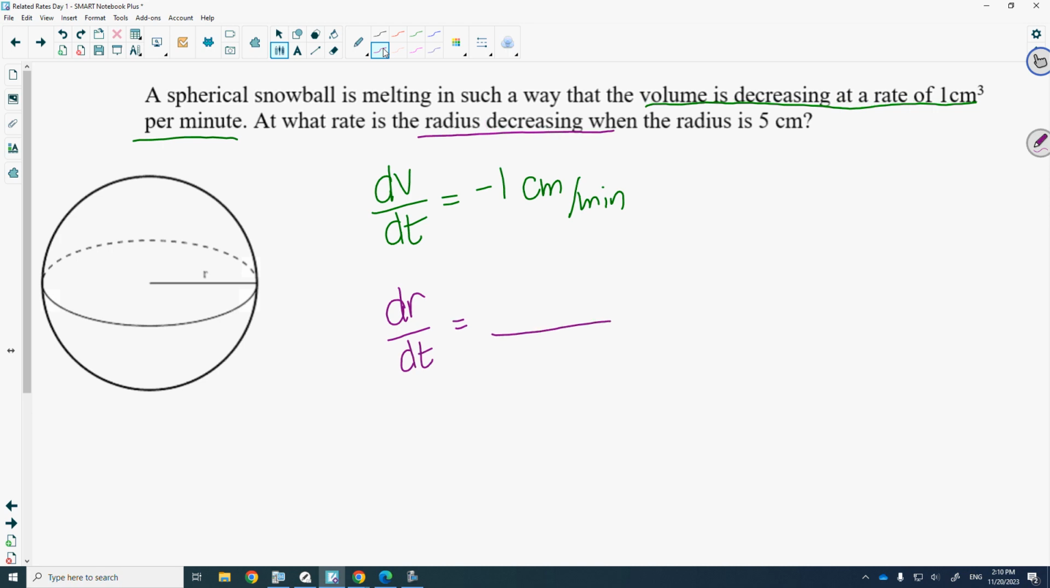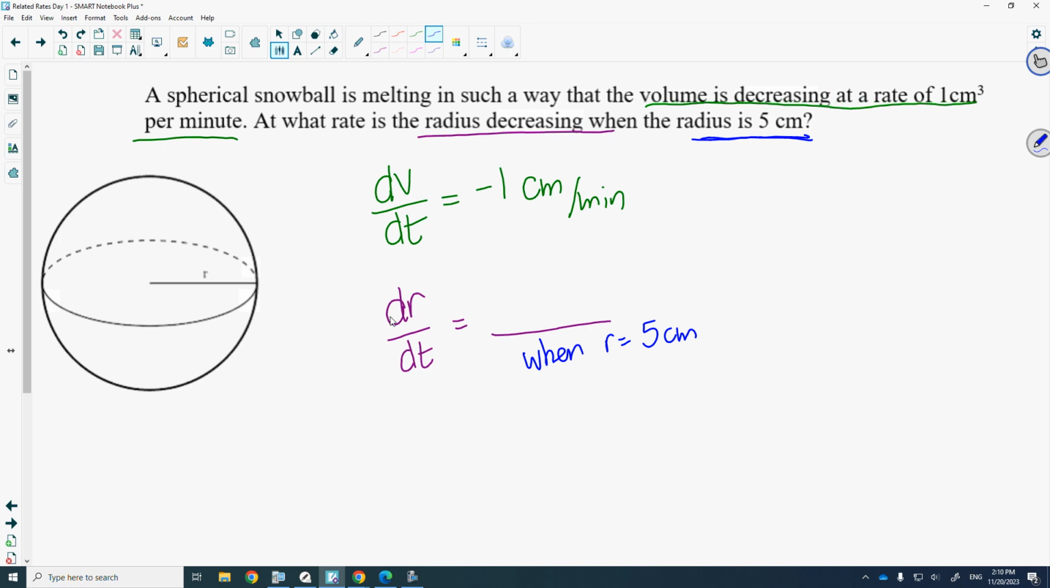Okay, so at what rate is the radius decreasing when the snowball is 5 centimeters. So we have big, huge snowball. Once it gets to a radius of 5 centimeters, at that particular moment in time, what was the rate at which the radius was decreasing with respect to time? Now, you guys, according to this, should we get a positive or negative rate for radius? A negative rate. The snowball is decreasing. The radius is getting smaller.